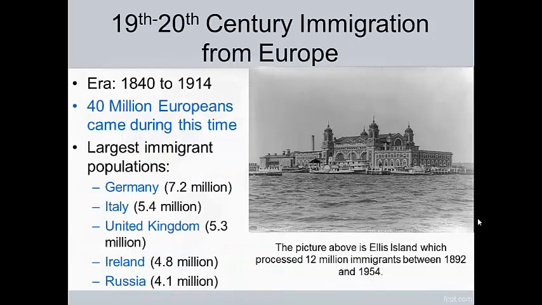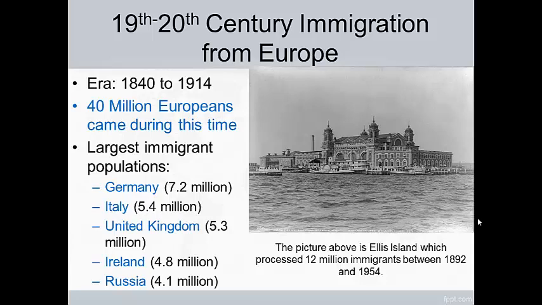All right, let's jump into our next era here. This is the era that a lot of people identify in the United States as the immigration era. It's the 19th to 20th century. This era goes from 1840 to 1914, just before World War I, where 40 million Europeans came during this time. I'm not going to list them out, but these are the largest immigrant populations. Maybe some of you are surprised to know that German is actually the largest immigrant population that came during this time period.